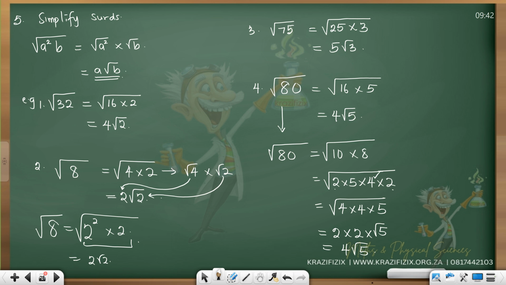It's just longer if you cannot think of a perfect square. It's just a little bit longer. But you will still get it. Let's try one more.